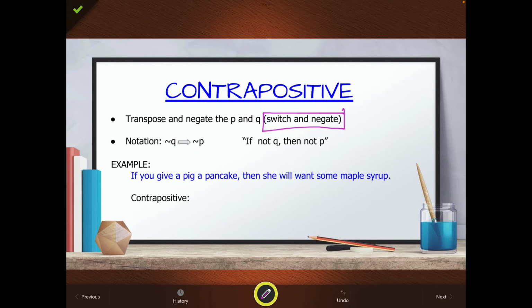Symbolic notation, if not Q, then not P. Again, remember your Q is your conclusion, your P is your hypothesis. So we go back to our original statement. If you give a pig a pancake, then she will want some maple syrup. Now, we're going to switch our hypothesis and conclusion, and we are also going to negate them. So, we know we're going to start with if. So what are we going to say next? If, because we're switching and negating.